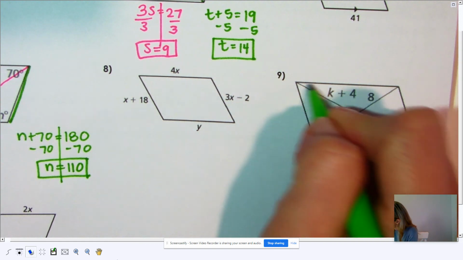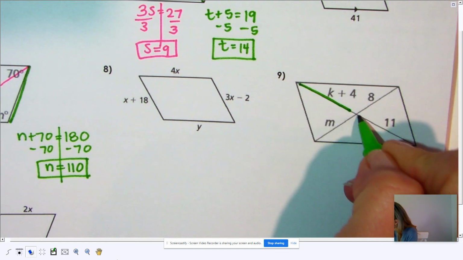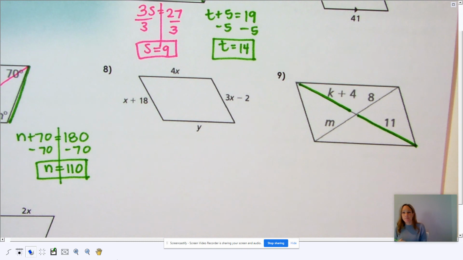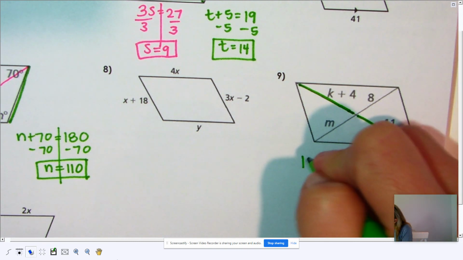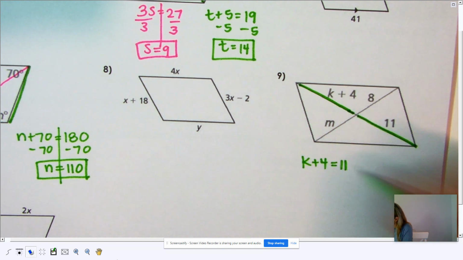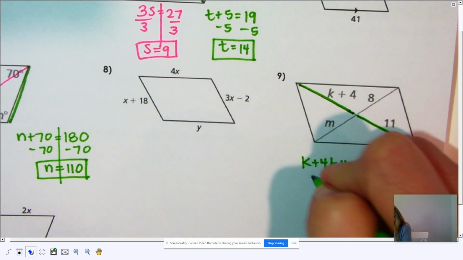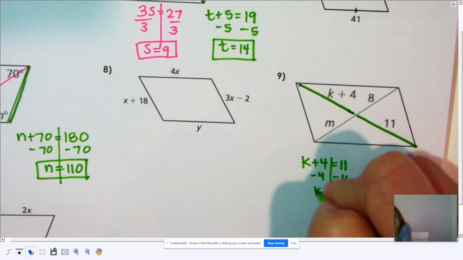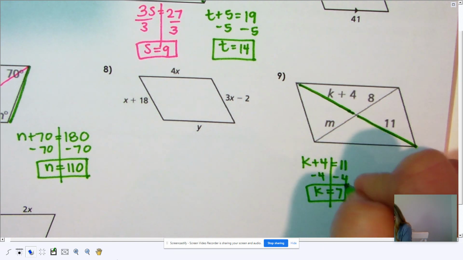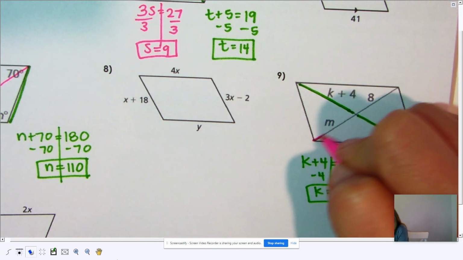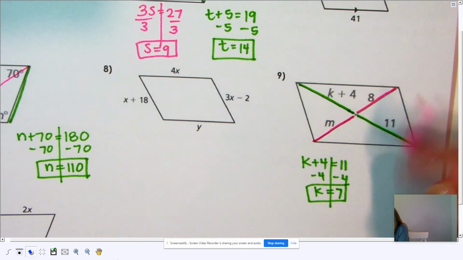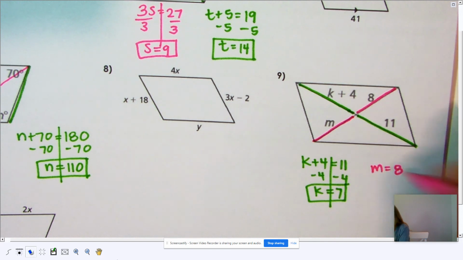K plus 4 has to be equal to 11, because remember, those are equal pieces of the diagonal. So K plus 4 has to be equal to 11. Draw my line, minus the 4. K is equal to 7. Okay, then I'm going to look at the other diagonal. I should have started with this one. This one didn't even need any work at all, right? M just equals 8. Super easy.